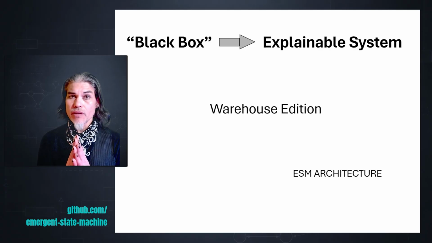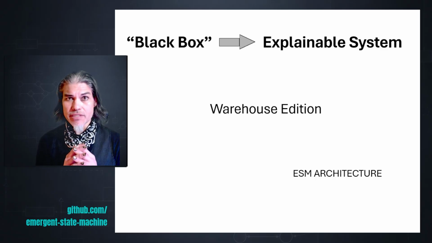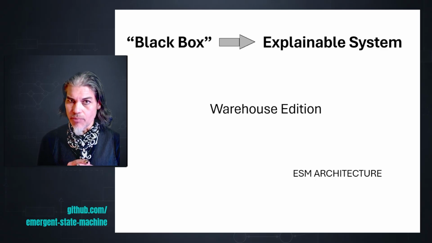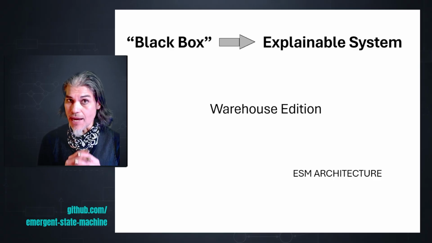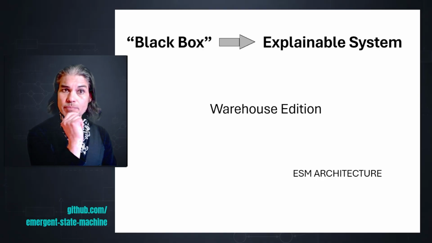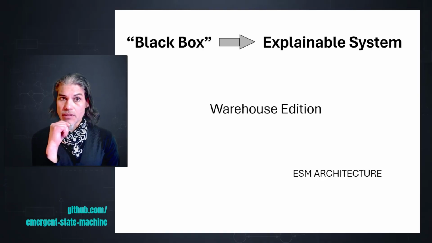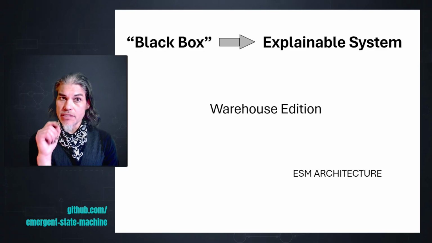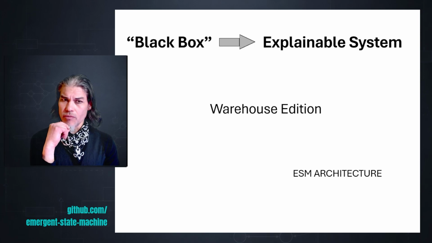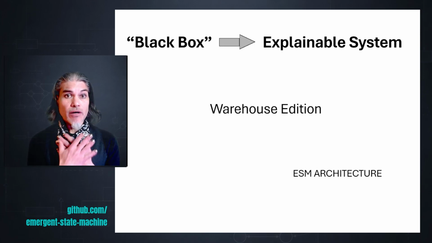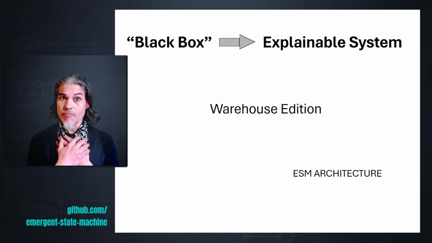Today, I'm going to show you a simple way to make a warehouse system an explainable AI system, not a black box. The architecture that makes this possible is called an emergent state machine. But we're not going to start with the architecture. We're going to start by how the system makes us feel.